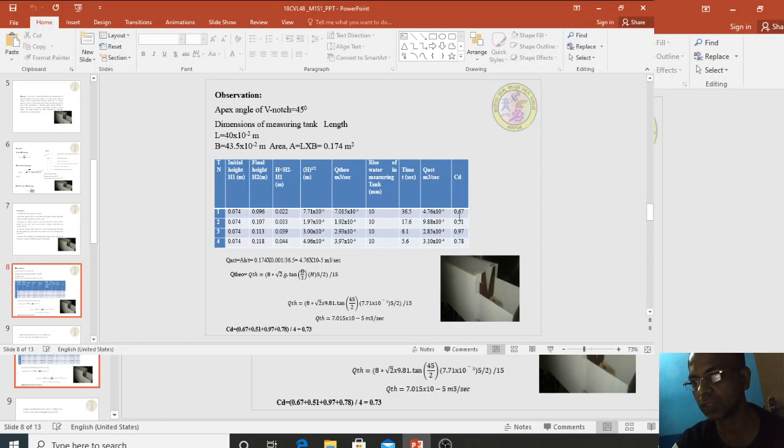These are the full valve open, 75% open, 50% open and 25% open conditions. As the valve opening is reduced, the time taken to fill the tank increases. Therefore, at all four conditions we are testing, CD will be around 0.73.